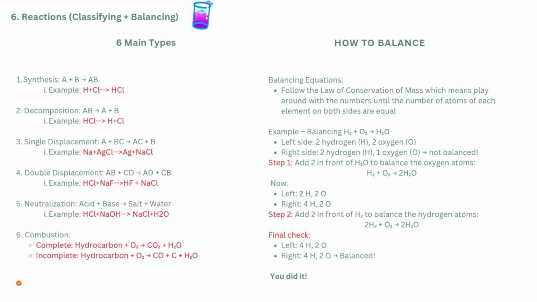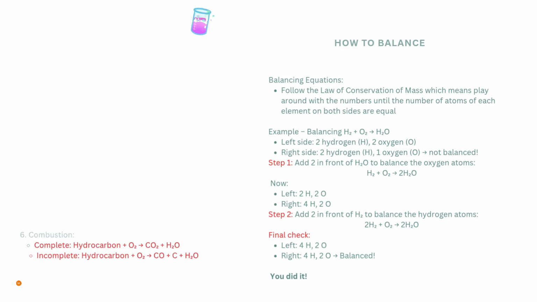Now for balancing equations, the goal is to make the number of each type of atom equal on both sides. We have H2 plus O2 equals H2O as an example. To balance them, to make the number of H and O the same on the left and on the right, I would add a 2 in front of H2O to balance the oxygen so that we have 2 oxygens on both sides. And now that I've messed up the numbers of hydrogens, I would go back and add a 2 next to H2 on the left-hand side, so that I have 4 hydrogens on both sides. And that's how you classify and balance chemical reactions.